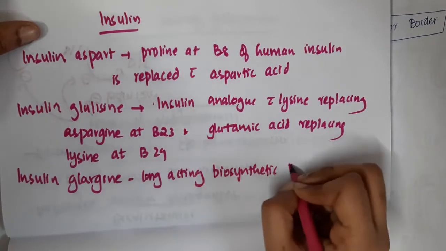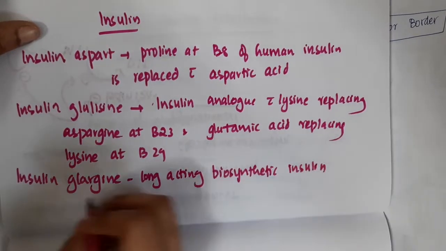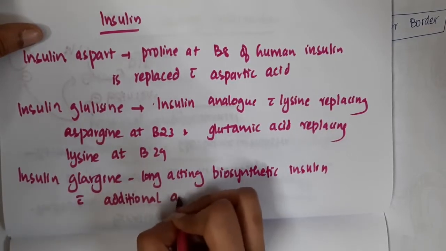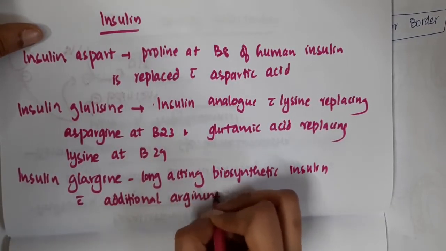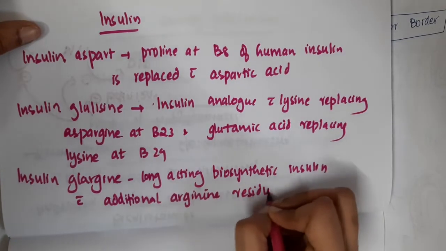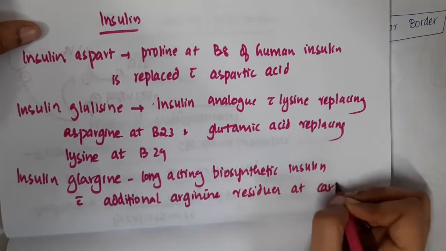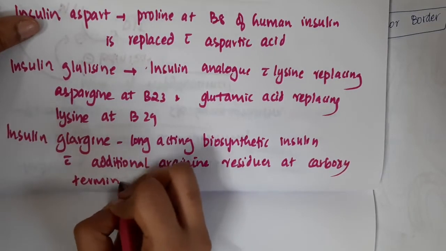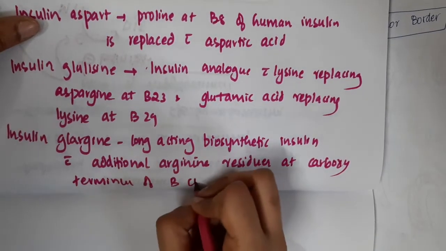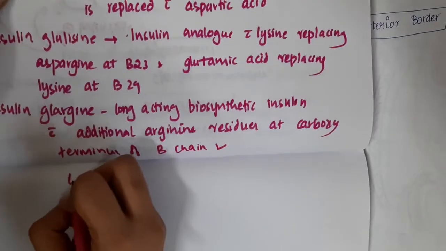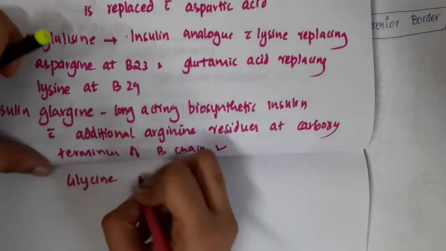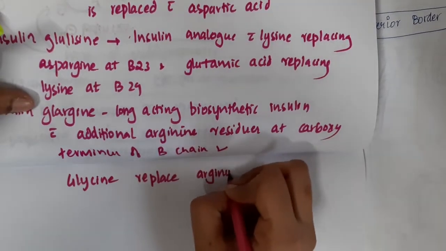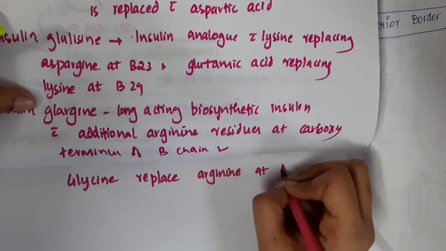Then if you see insulin glargine, it is a long acting biosynthetic insulin with additional arginine residues at the carboxy terminus of the B chain, and here glycine replaces asparagine at A21.